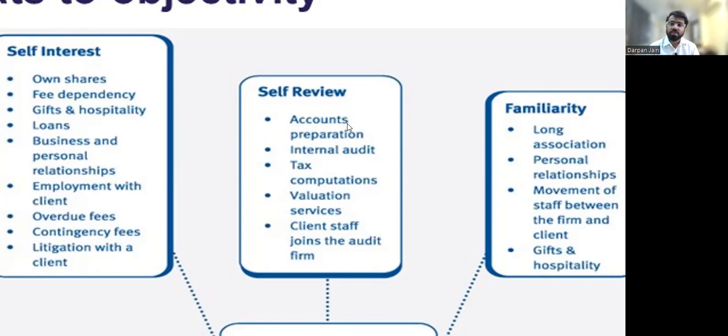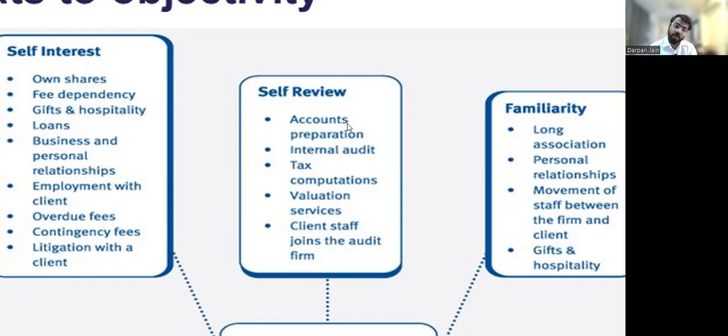So something which is dependent on the happening or non-happening of an uncertain future event is nothing but contingent. So can your fees, the calculation of which depends upon a future uncertain event, be contingent? Your audit fees should not be contingent. Basically, you should not accept any contingent fees. So do not accept an engagement with contingency fees.